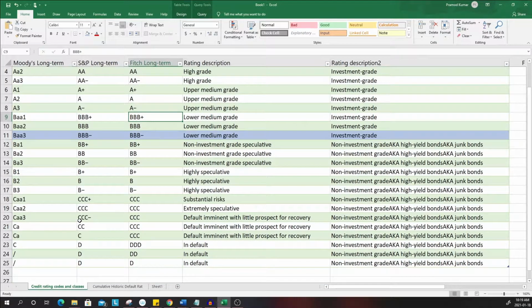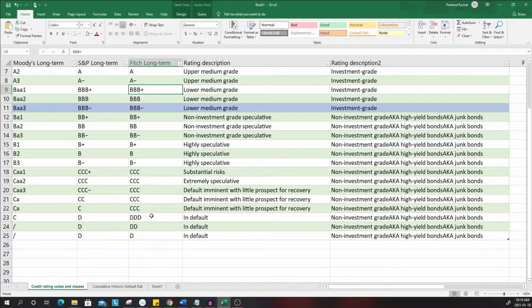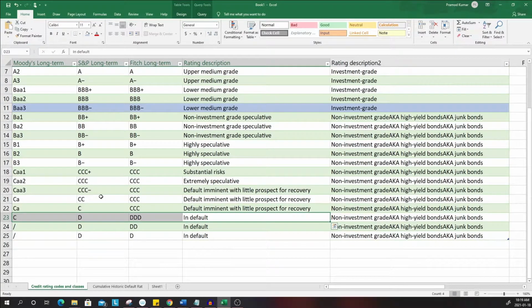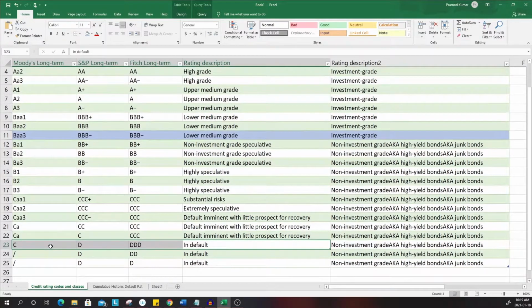There are a couple of things I'd like to mention. On default, Fitch says triple D, but S&P is not that granular, so it says default means D, and in Moody's, C is already default. So that's how it's read.